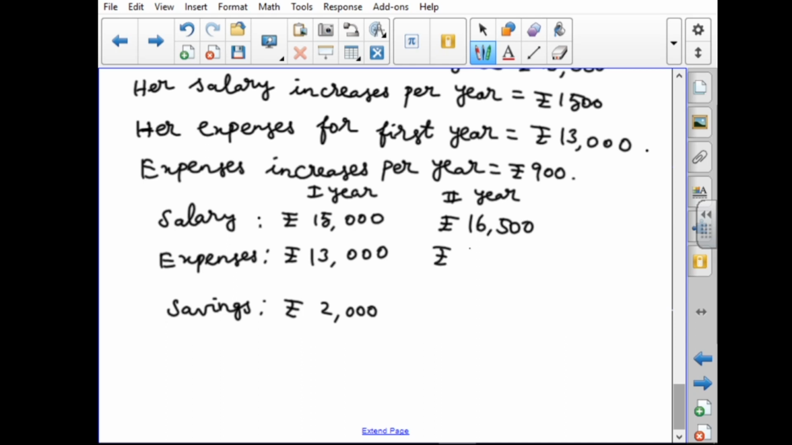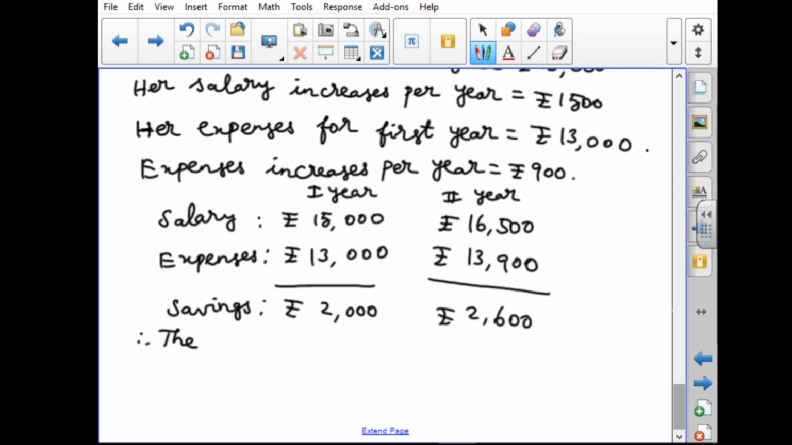So here 13,900. This is the second year salary and second year expenses. So the second year her saving is rupees 2,600. We have to subtract like this. The third year it will also come like that. Every year we have to add 1,500 to salary and 900 to expenses, so we are getting her savings.